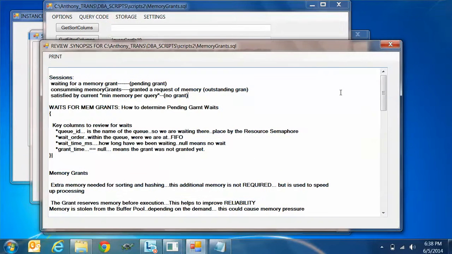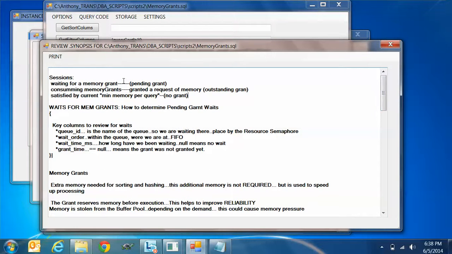So synopsis in completeSql is always attached to the code that we're running. So we can keep track of our progress, we can learn about what we're talking about, and we can grow with the process. So let's just start a discussion about memory grants.